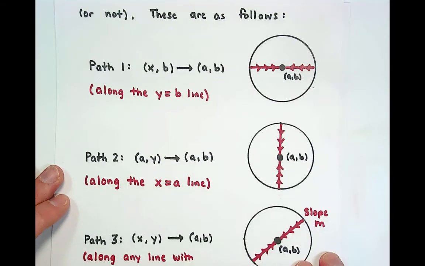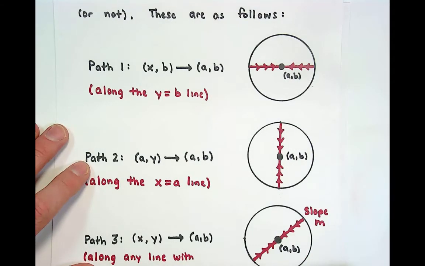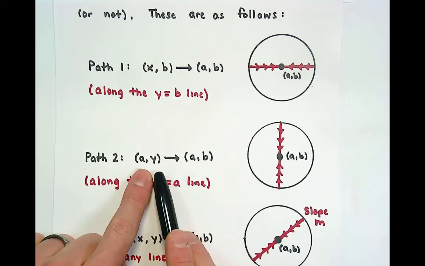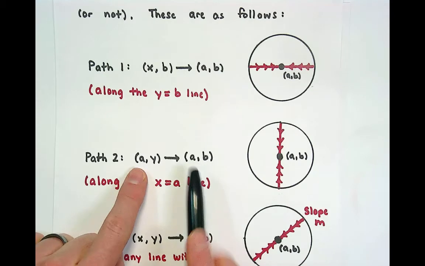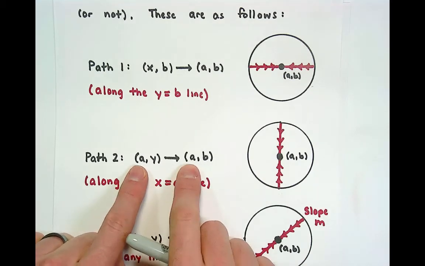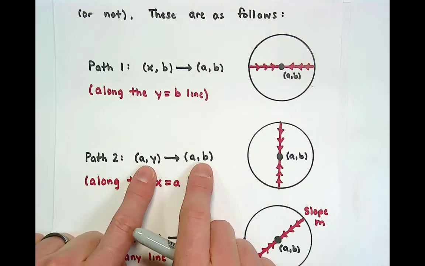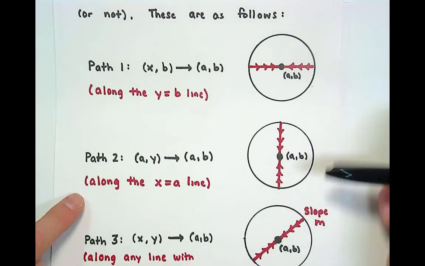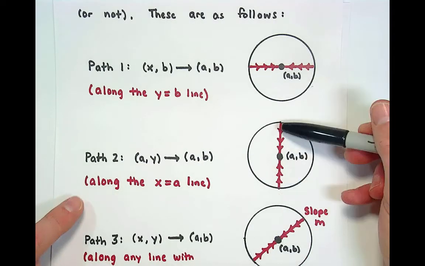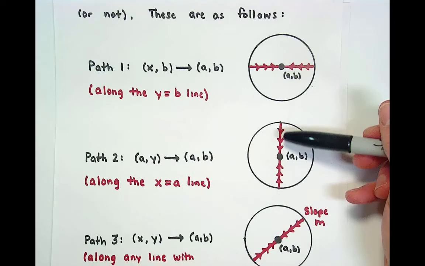The next path that we're going to focus on is the same concept. We turn a 2-variable limit into a 1-variable limit by holding the x value constant at a and letting y go to b. So this path is along the line x equal to a.